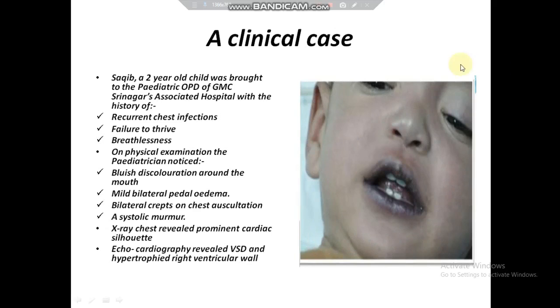So this was a child having a blue discoloration around the lips, and this blue discoloration of the skin is known as cyanosis, and it occurs because of decreased oxygen saturation, and it may be due to cardiac causes or pulmonary causes.